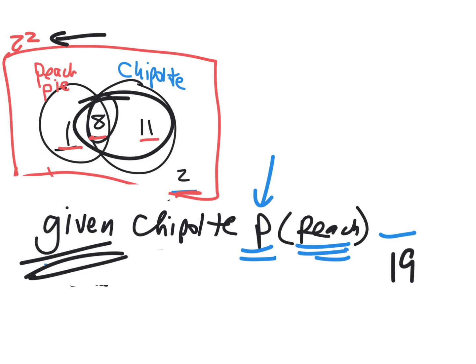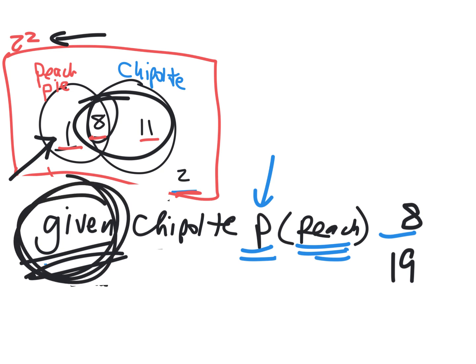Now, if I can only talk to the 8 and the 11, the 8 are the ones who like peaches. Why not 9? A lot of people are like, there's 9 people who like peaches. We're only talking to the Chipotle lovers, so we can't talk to that 1 over here. That's why it's 8 out of 19. And I get, if you put it out of 22, that's what most questions are. It's out of 22 total. But this one said we're only talking to Chipotle people. So that changes the bottom.